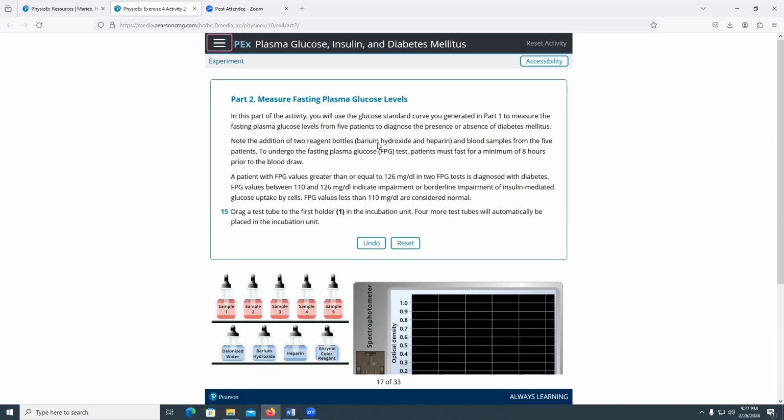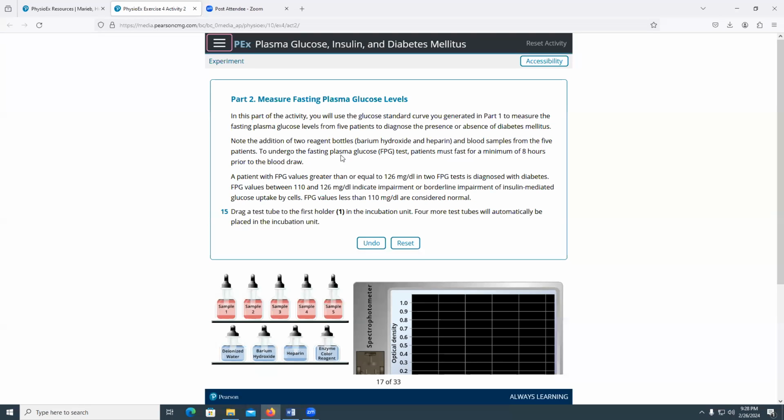So we need barium hydroxide to react with it and remove all these impurities that would interfere with the passage of my light. I want the only thing to interfere with the passage of my light inside the spectrophotometer to be my blood glucose.